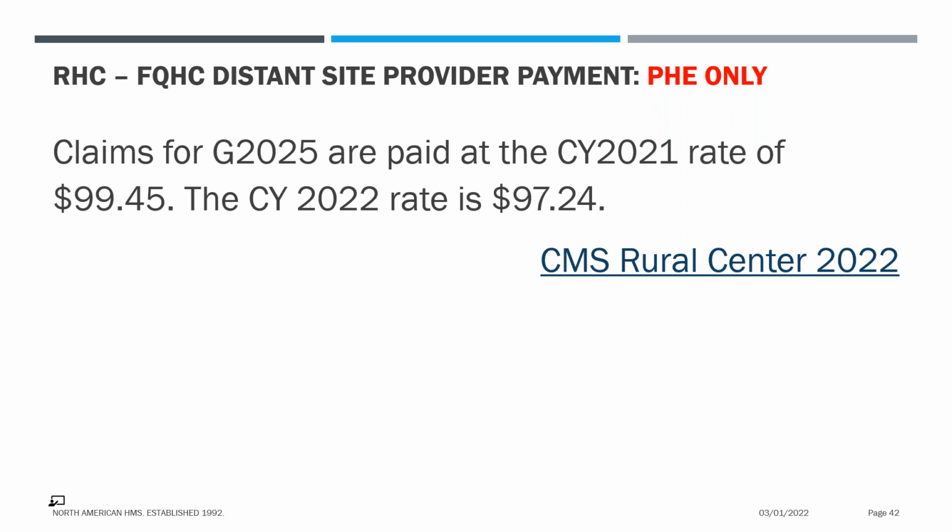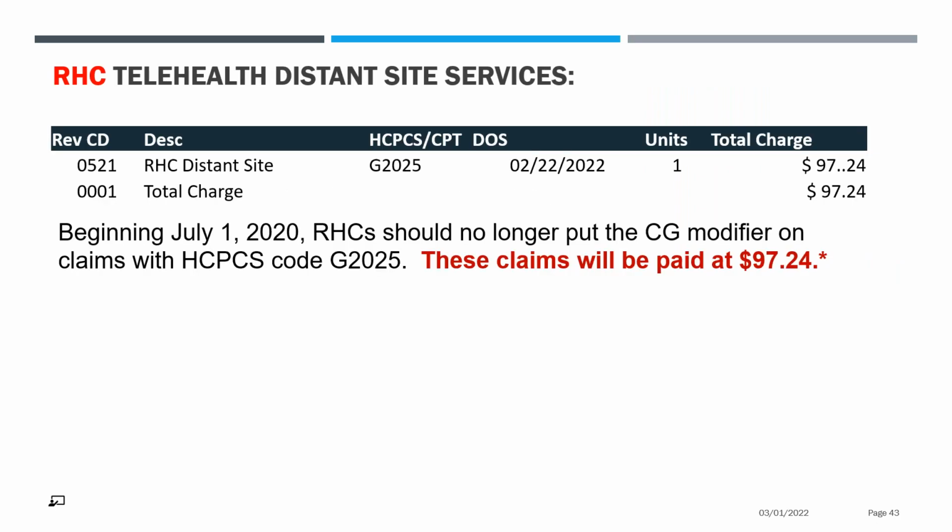So it's non-encounter. So if you have a bunch of G2025s, make sure those are taken out of your cost report because those are non-encounters. And I'll tell you, making sure those come out of your cost report is saving people's rates. So those are non-encounters. That's why we have a G2025.